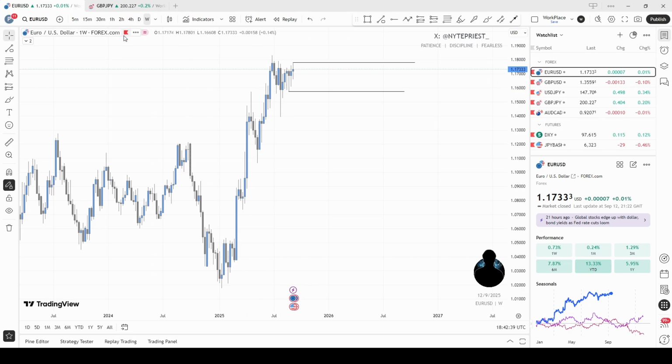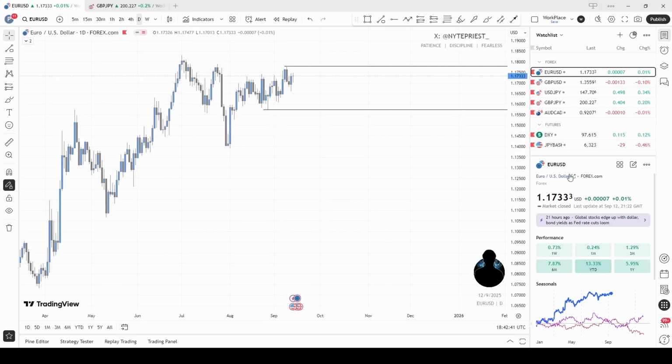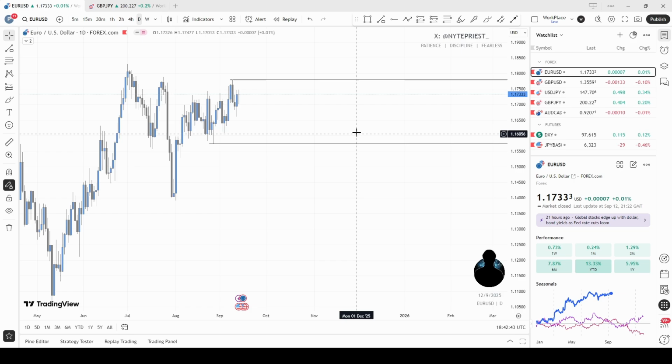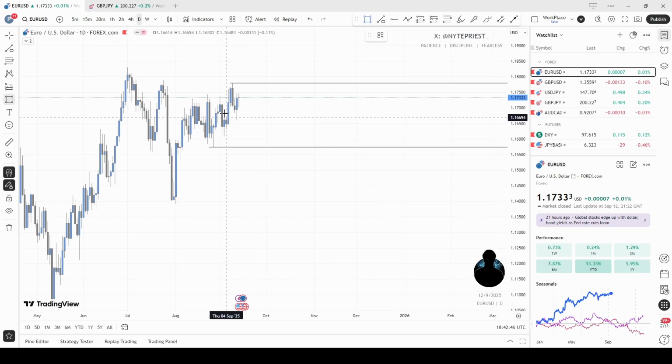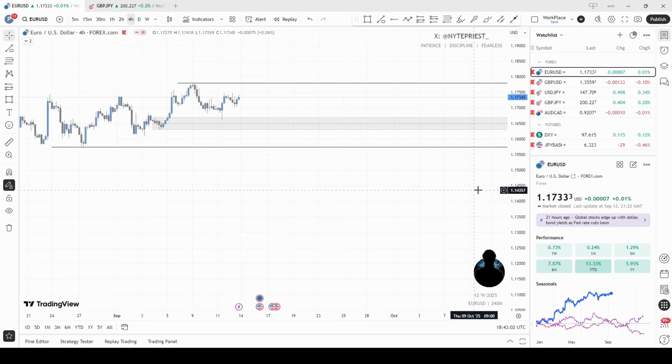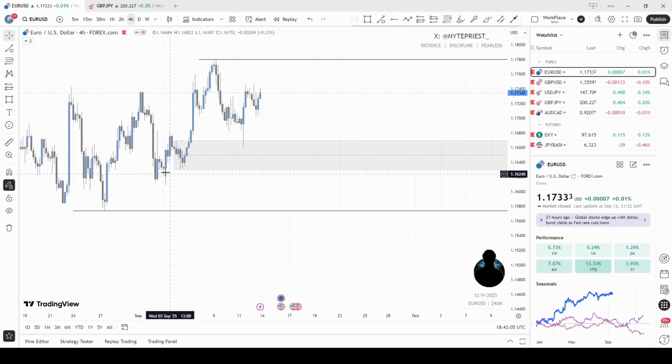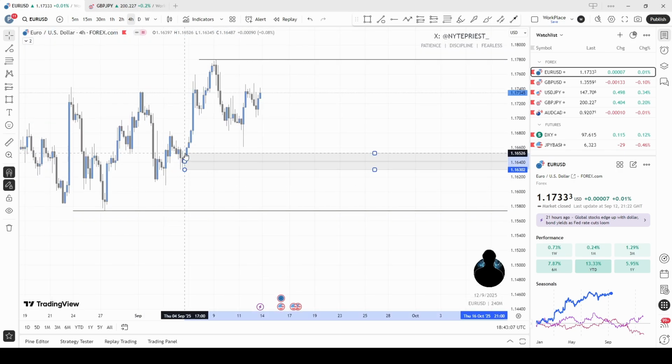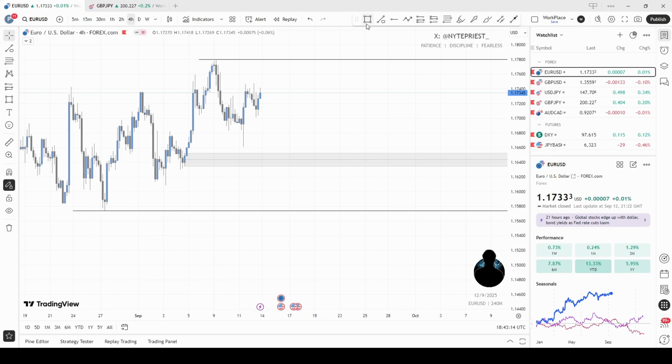So, let's go down to the daily time frame. On the daily time frame, we have this demand which has been retested. And the daily time frame doesn't give us any further price action. So we go down to our 4 hour time frame. On the 4 hour time frame, we can refine this demand to this block. And we have another demand here.